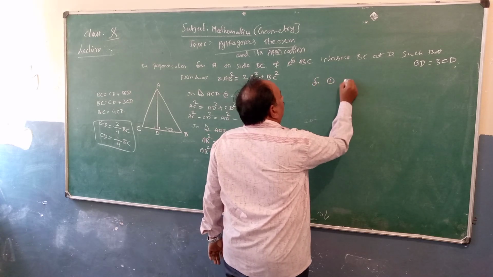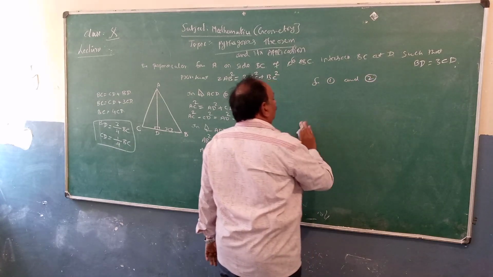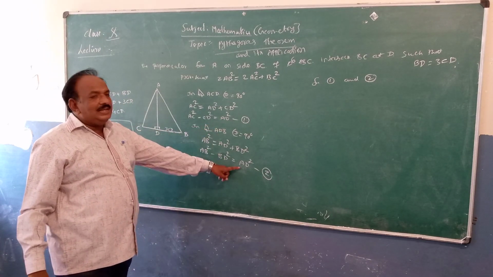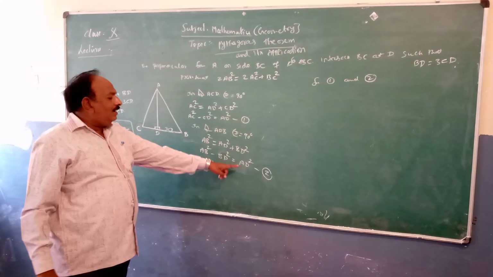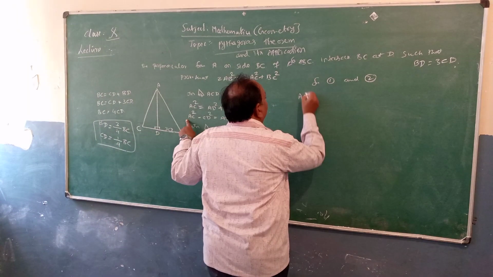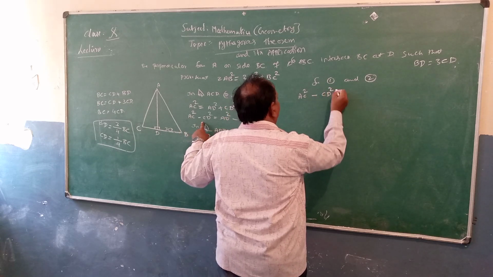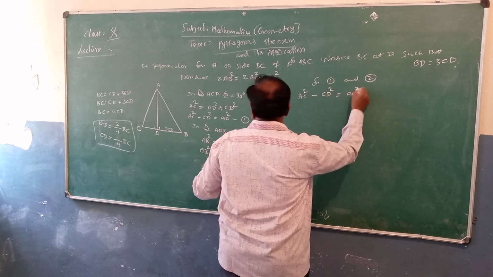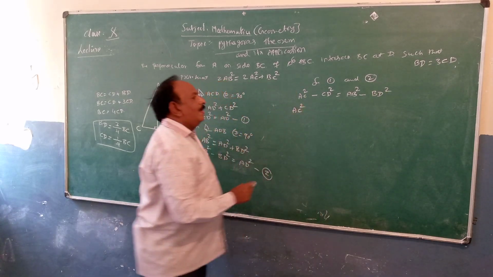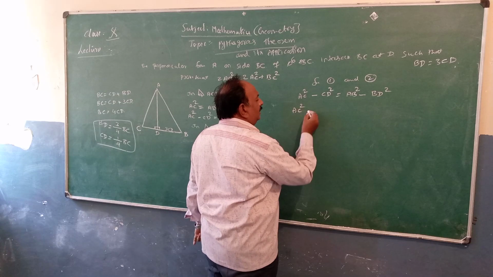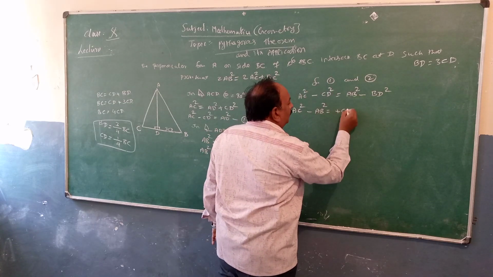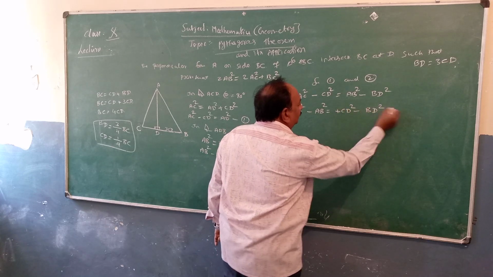From 1 and 2. Here also RHS AD square. Wherever RHS are same, LHS are equal. What you are going to write? AC square minus CD square is equal to AB square minus BD square. AC square minus AB square is equal to CD square minus BD square.